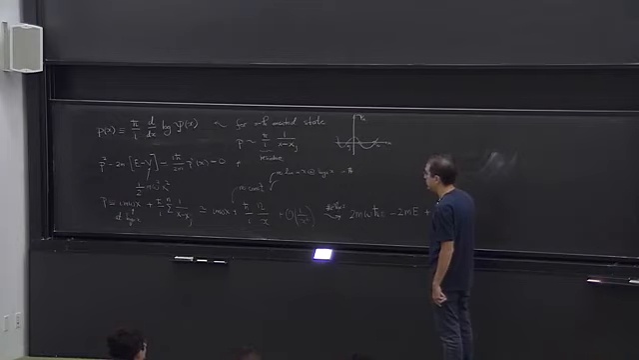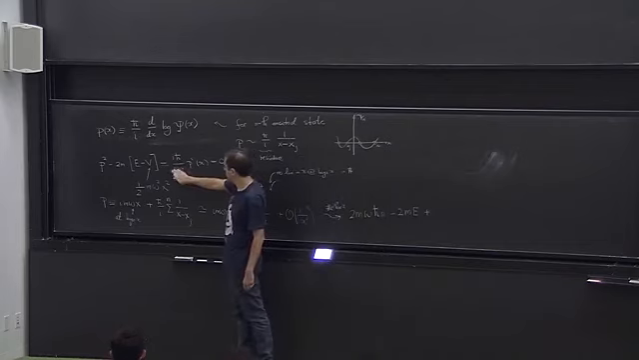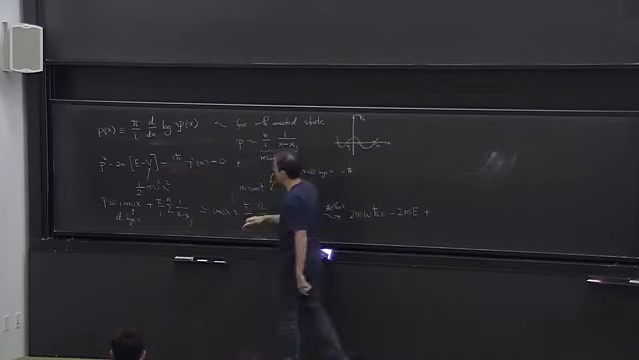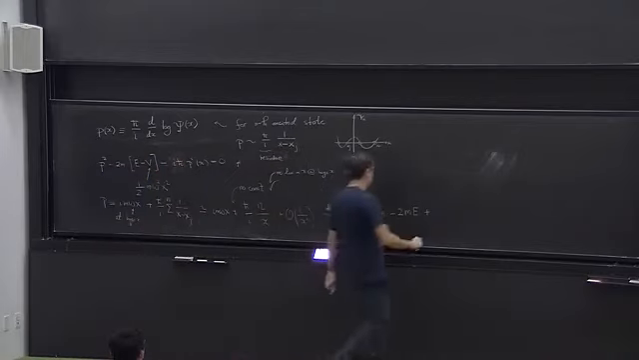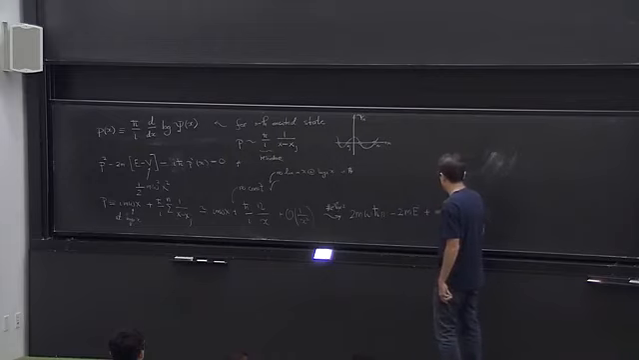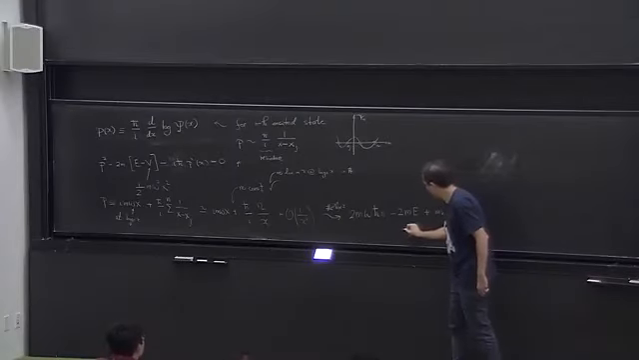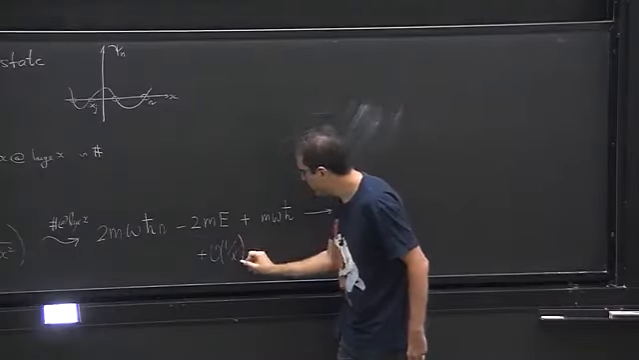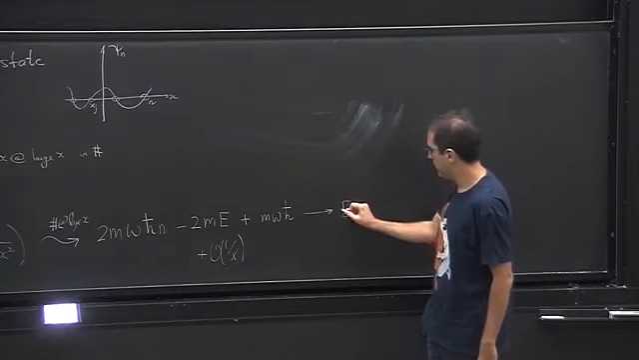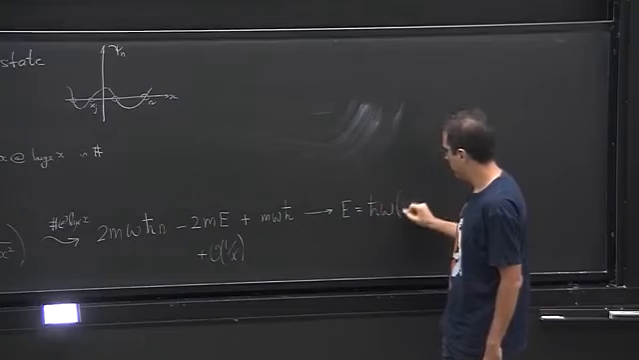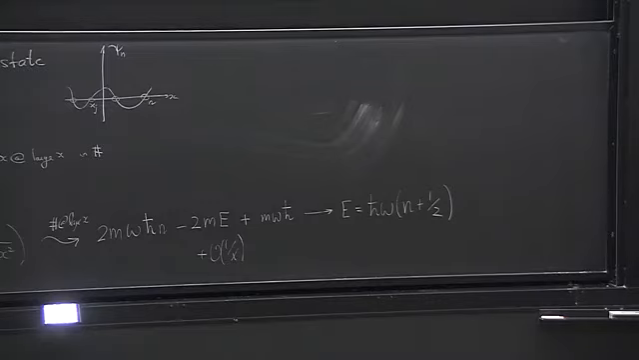Let's see, 2m. Was this correct? Did I forget to remove this? Yeah, by 2m, there's no factor. There's no factor, right? So just like this. So plus m omega h bar. So when we compare, we learn. There are then plus order 1 over x terms that we don't care about. We are looking at the leading term now. So we get that the energy is h bar omega times n plus 1/2.